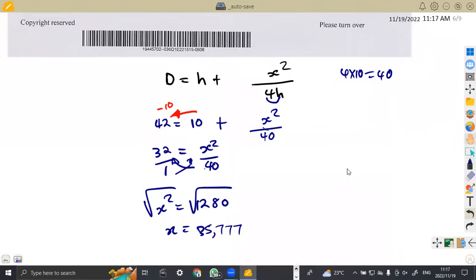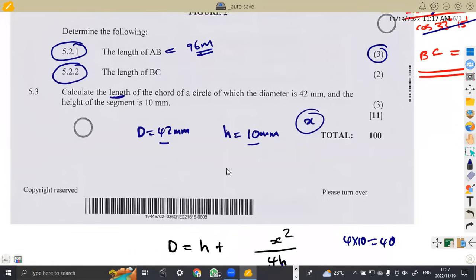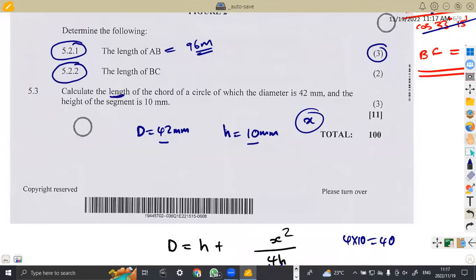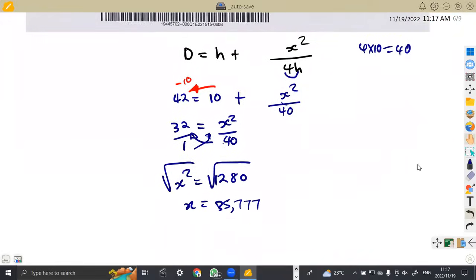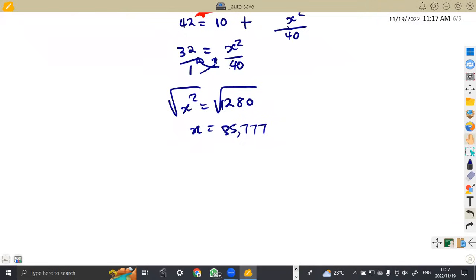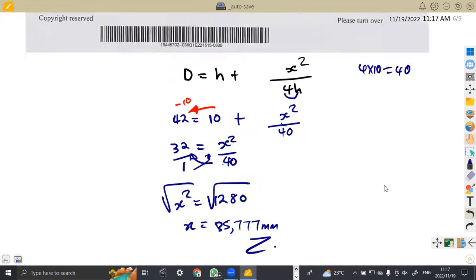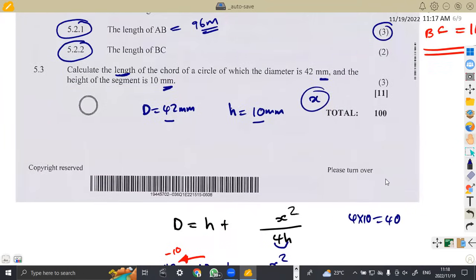Then the units now: we are given the other dimensions in millimeters. Take note, this is millimeters, so we are going to have our answer also in millimeters. So it's going to be 35.77 millimeters. So that was the length, the one that we were asked to calculate, which is the length of the chord.